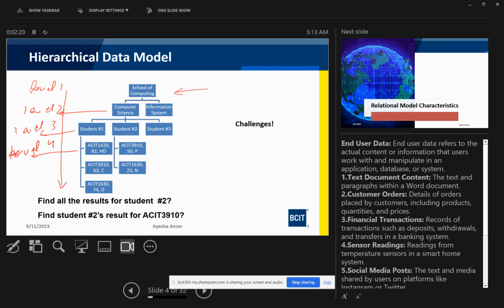So let's look at these questions. Let's look at the first one first. Find all the results for student number 2. In order to look for the result for student number 2, we should know the path of the student number 2 record. We need to know that this specific student belongs to School of Computing, Computer Science, and student number 2, and then we will be able to find the result of student number 2.